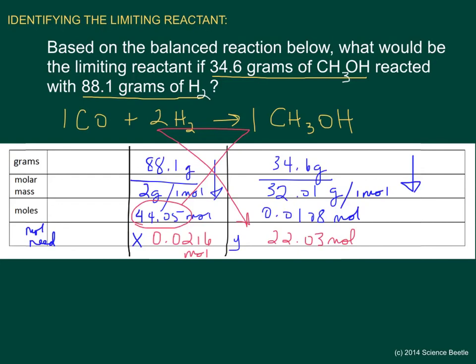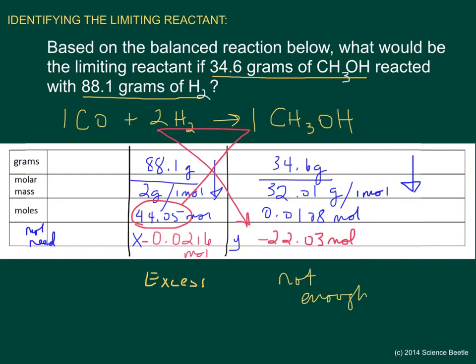All that's left to do now is to subtract. I'm going to take this number here, 44.05, and subtract the 0.0216. If we do that, you're going to notice that we're going to have a lot of excess, plenty of this hydrogen gas left over. If I do the same thing to the other side and take 0.0108 and subtract the 22, it's pretty evident that I get a negative number. Essentially what this means is that I do not have enough.